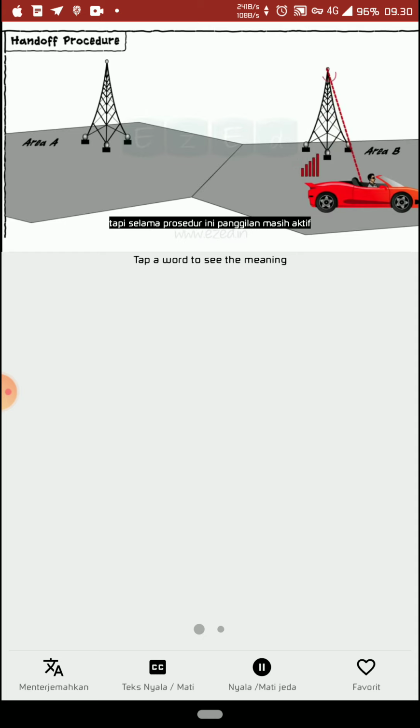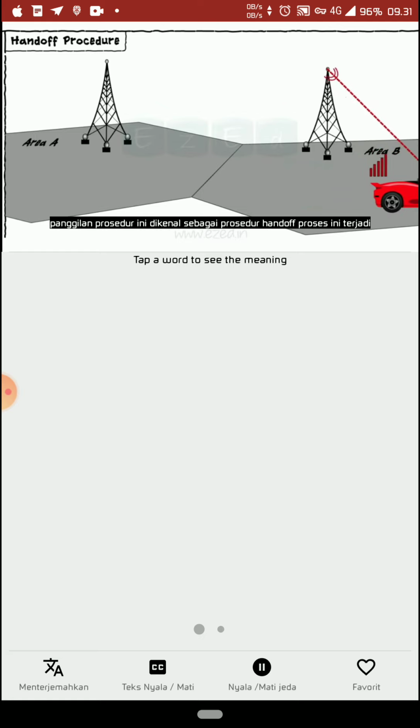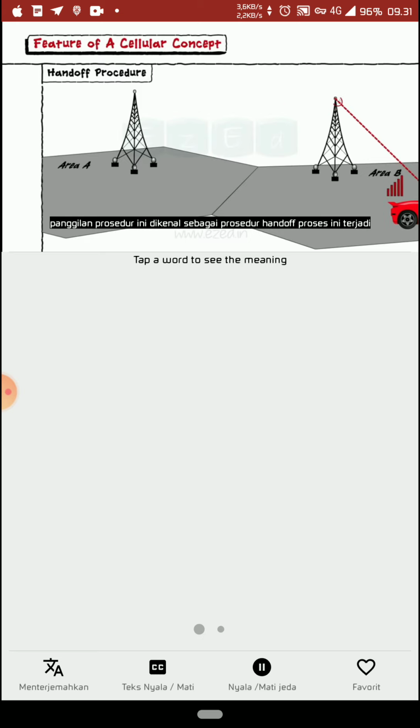But during this procedure, the call is still on. Hence, base station A handovers this call to base station B without any effect on the call. This procedure is known as the handoff procedure. This process happens so rapidly that the user never notices it.